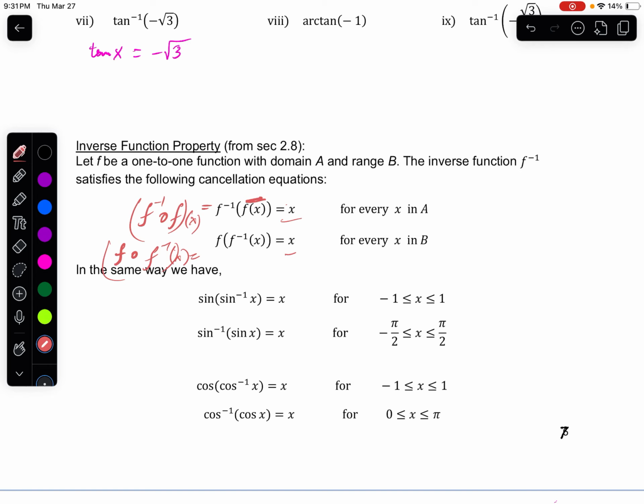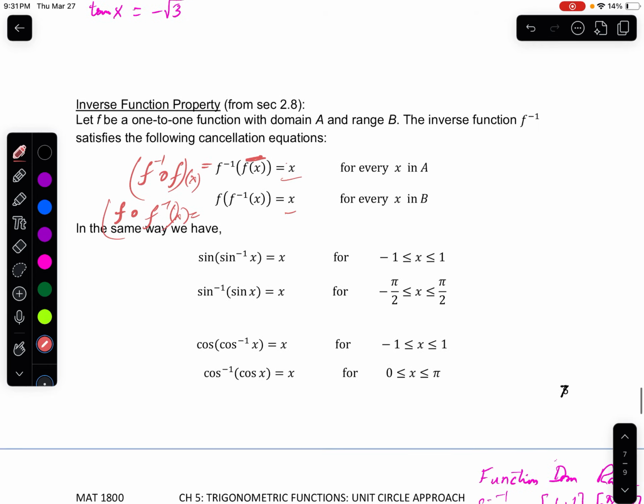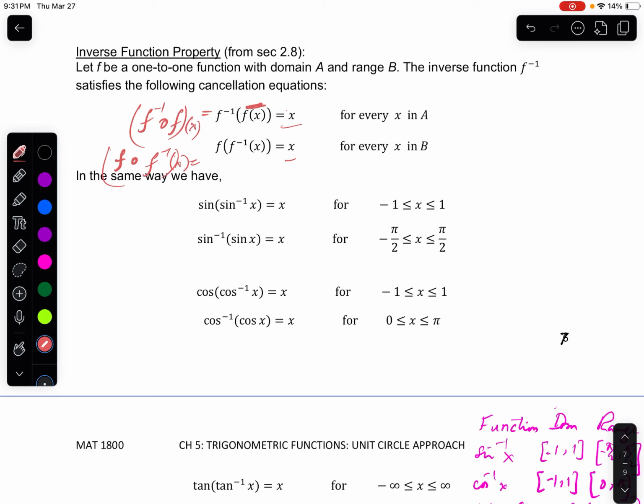So let's see how we apply it on the trig function. So if you have sine of inverse sine of x, then you will get back x if x is in the domain of sine inverse. So what is the domain of sine inverse? Negative 1 to 1.